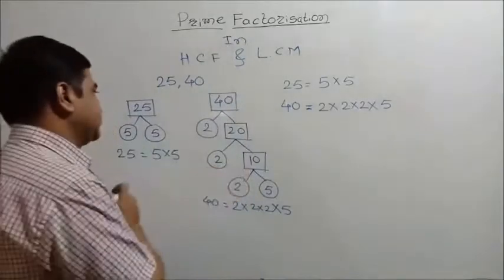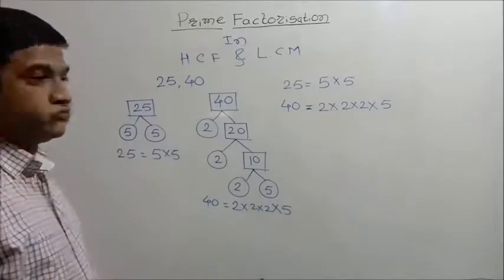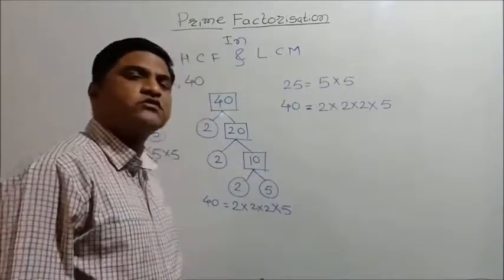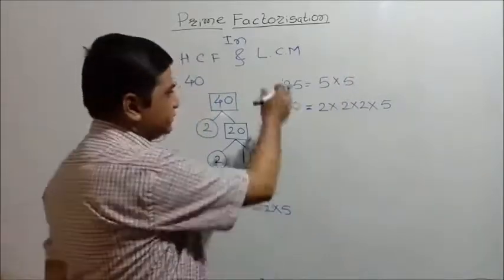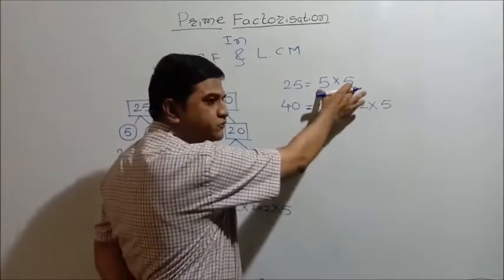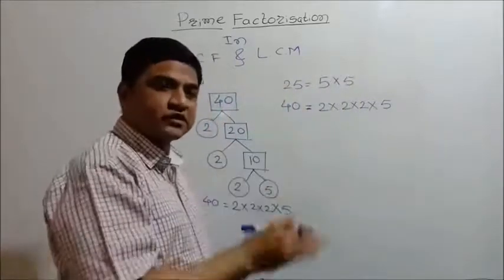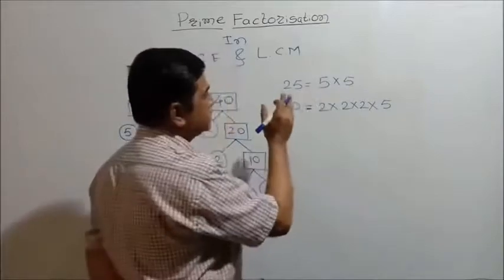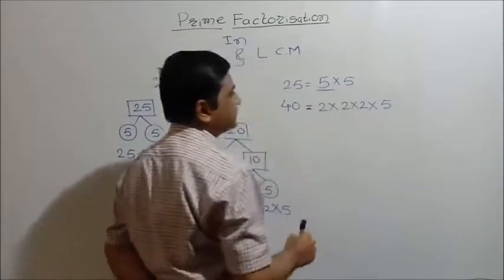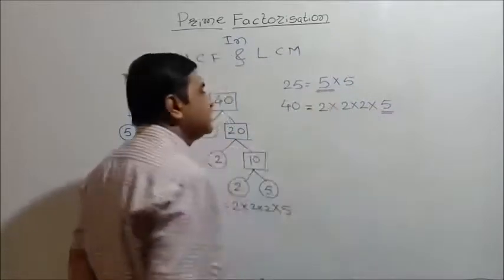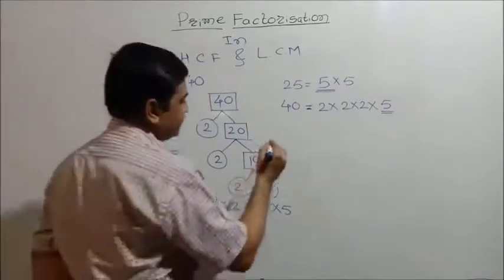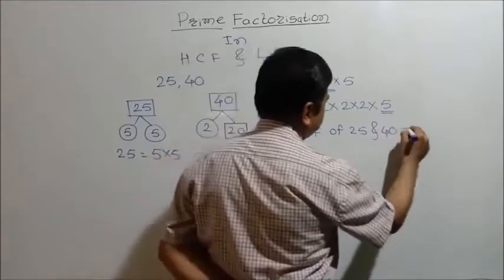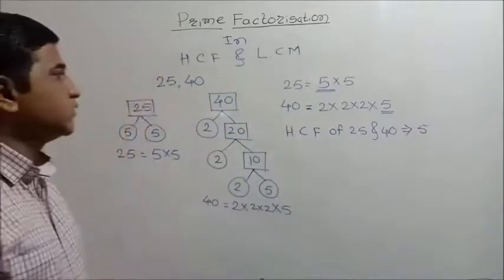Now, how to find the highest common factor of 25 and 40? Easy way. We have already seen that if I take any number, or a product of any two or three numbers from this prime factorization, I will get a factor of that number. So if I find the common prime factors of 25 and 40, and take the product of them, I will get the highest common factor of both the numbers. So let us find out what the common prime factors of 25 and 40 are. First of all, I found that 5 is common to both 25 and 40, and it is the only common divisor. So I will write down that the highest common factor of 25 and 40 is 5.